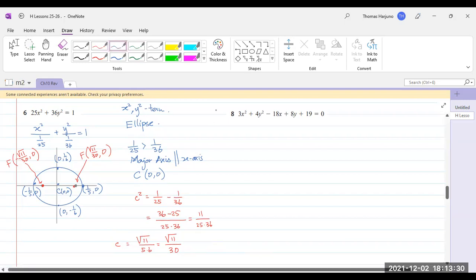Number 8. We have an x squared term and a y squared term on the same side already, and the operation in between is addition. So it must be an ellipse again. Now we need to modify the equation first so that it matches the pattern that we have.